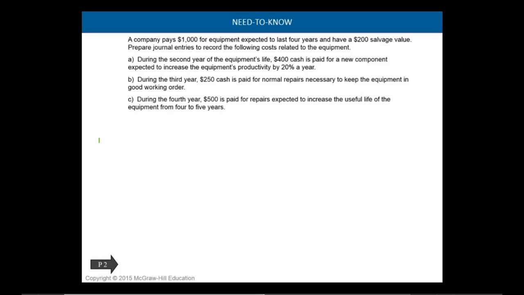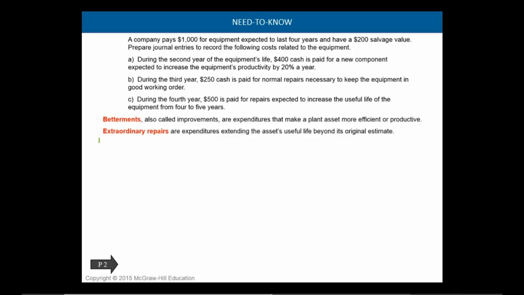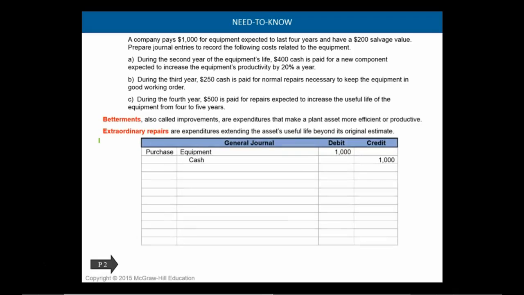So a company pays $1,000 for equipment expected to last 4 years and have a 200 salvage value. Prepare journal entries to record the following related to the equipment. During the second year of the equipment's life, 400 cash is paid for a new component expected to increase the equipment's productivity 20%. Okay, so first we purchase the equipment.